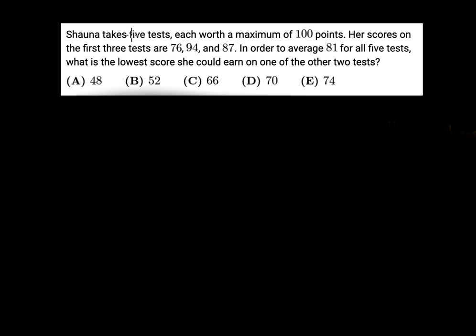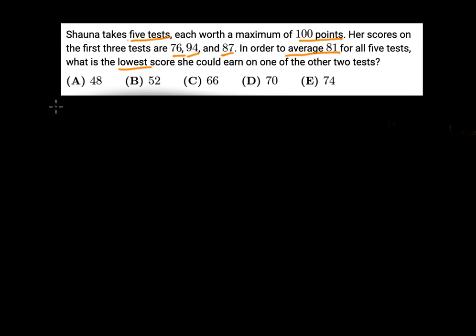So first, she's saying she takes 5 tests. Let's highlight our information first. She takes 5 tests, each worth a maximum of 100 points. Her scores on the first 3 tests are 76, 94, and 87. In order to average 81 for all 5 tests, what's the lowest score she could earn on one of the other 2 tests?